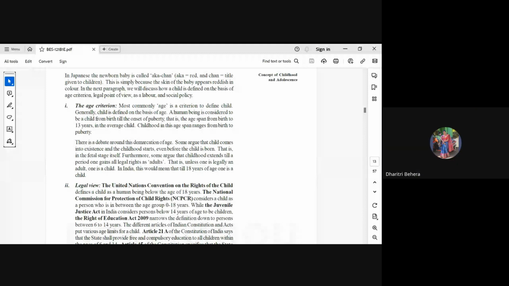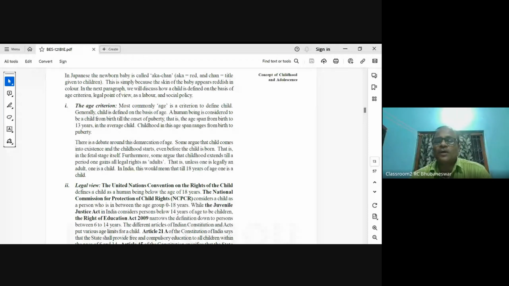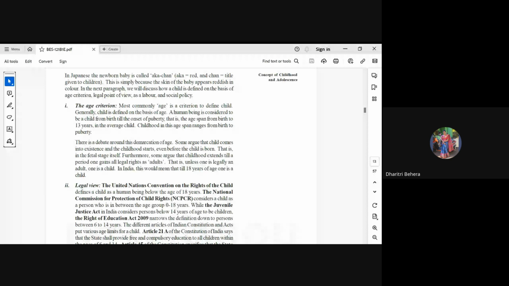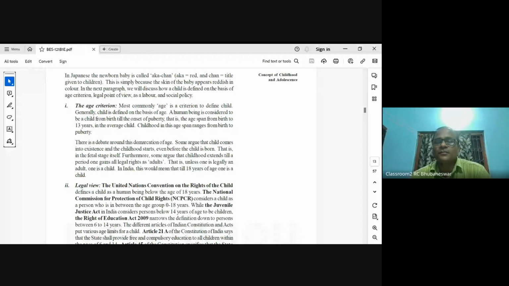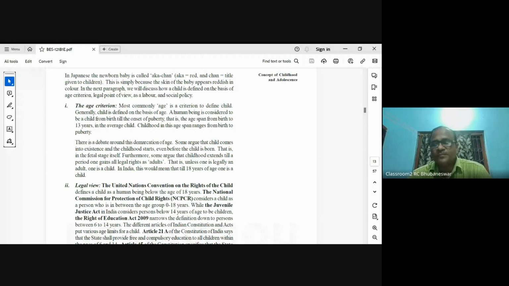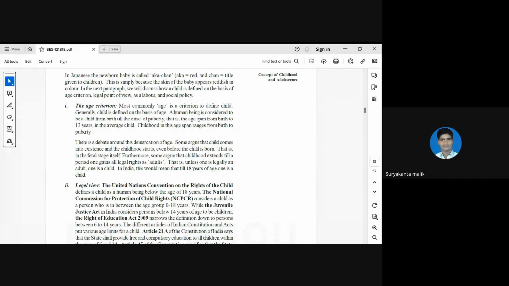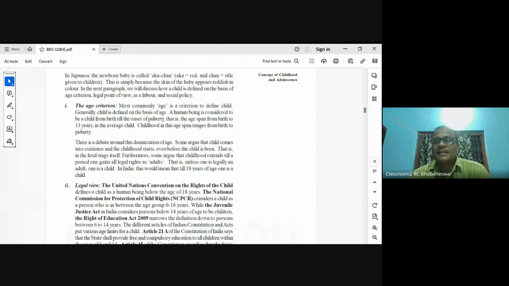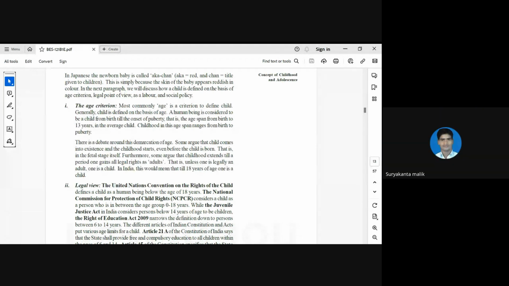What classes? Pre-primary 1, pre-primary 2, class 1, class 2. Yes, sir. These are known as the foundational stage. Then preparatory: class 3, 4, 5. Then middle stage: class 6, 7, 8. Okay. Then secondary: 9, 10, 11, and 12.